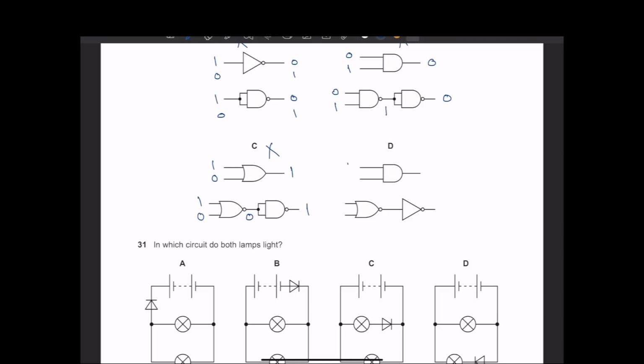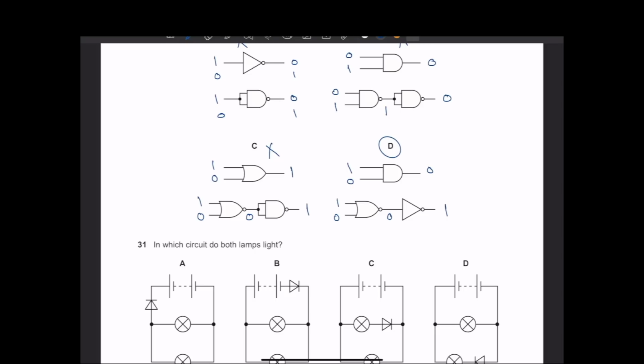Let's test D. Here 1, 0 and here 1, 0. 1, 0 for AND gives you 0. 1, 0 for OR gives you 1. For NOR, it gives you 0 here. 0, it's supposed to be 1. Yes, they are different. These two are different, so I'm going to choose D.